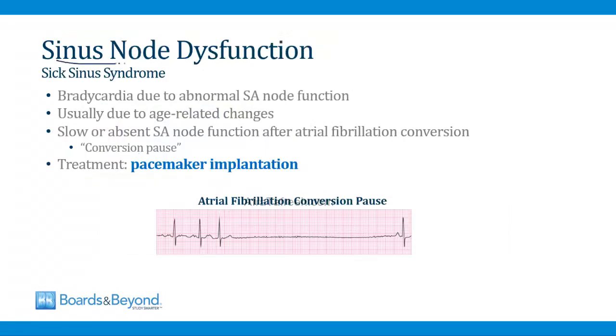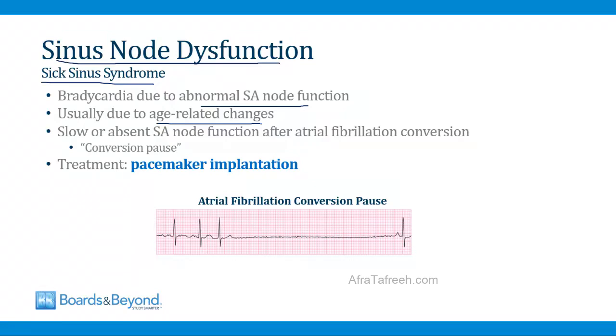Next, let's talk about sinus node dysfunction, which is also called the sick sinus syndrome. This refers to sinus bradycardia because of abnormal SA node function, and usually this occurs in older patients and it's caused by age-related changes. As we age, some of our conduction system in the heart is replaced by fibrous tissue, and if enough fibrous tissue develops in the SA node, that will lead to abnormal function of the SA node. This can cause sinus bradycardia and can cause any of the symptoms of bradycardia we talked about earlier, including exercise intolerance, dizziness, or syncope.